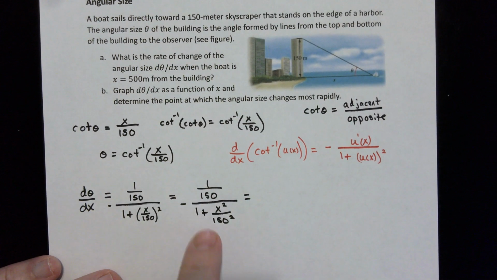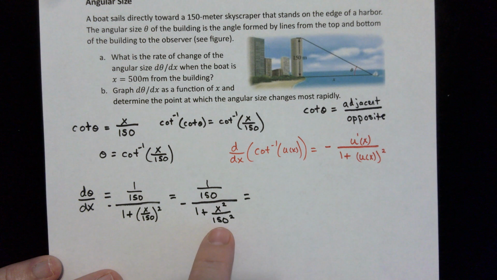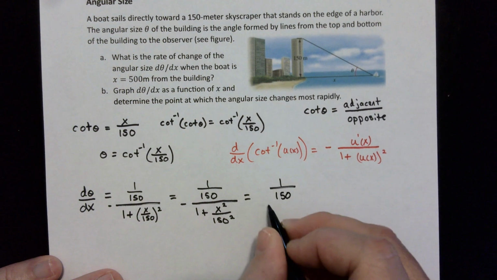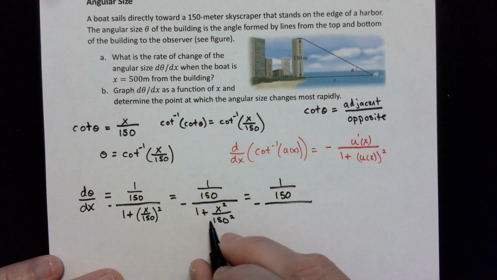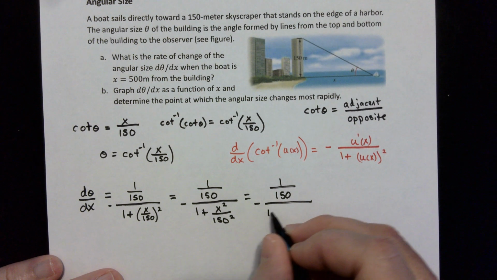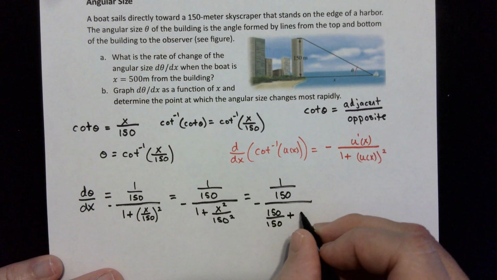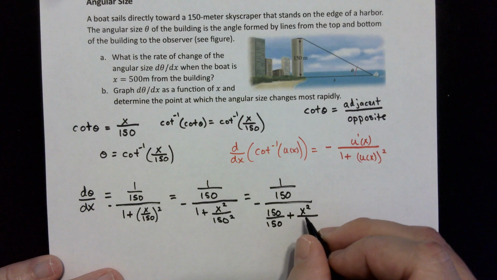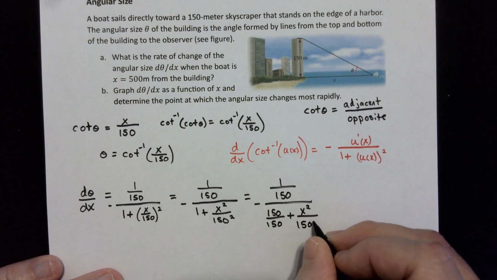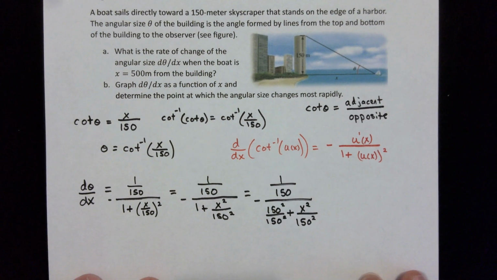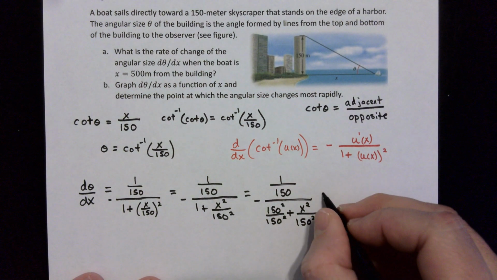With a common denominator, the 1 and this fraction here. The common denominator would be 150 squared. So I'm going to change this into 150 squared over 150 squared, and then add those two together. So the top would be 1 over 150, my negative sign, and then I would have 150 squared plus x squared over 150 squared. Excuse me, I meant to say these two have to be squared because the denominators have to be the same. When the denominators are the same, you can add those up into one fraction.